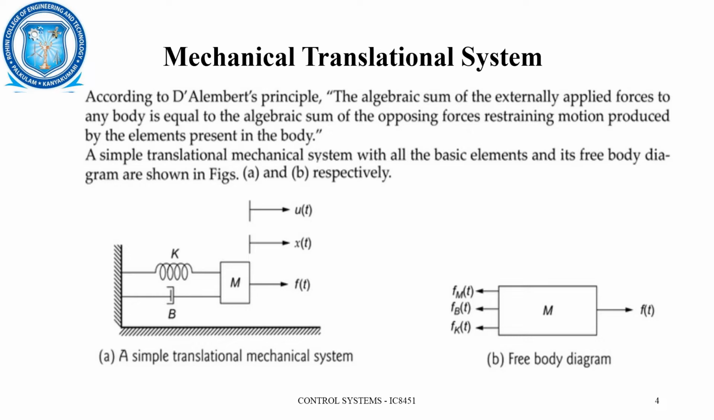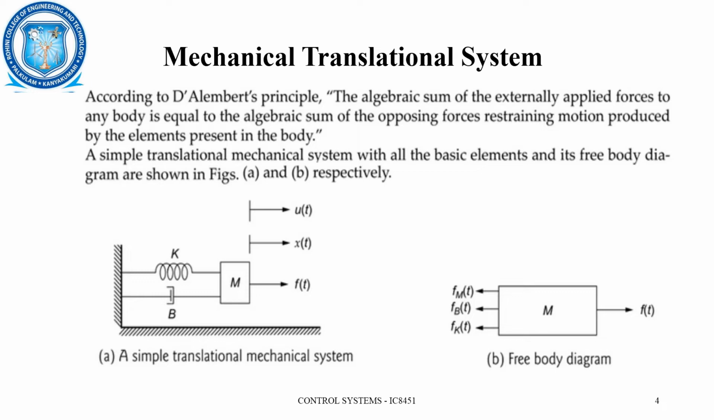Initially we draw a free body diagram representing all the forces which are acting on the mass. This force is considered as an algebraic sum of the externally applied forces to any body, which is equal to the algebraic sum of the opposing forces restraining the motion produced by the elements present in the body. This is given by D'Alembert's principle.